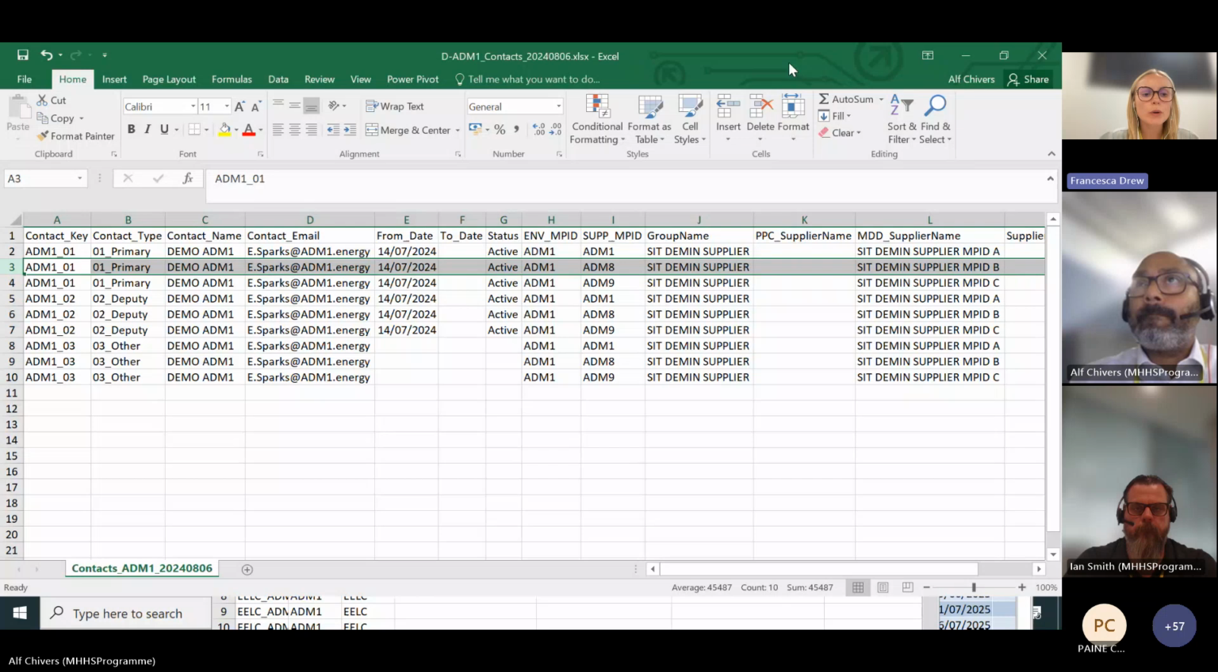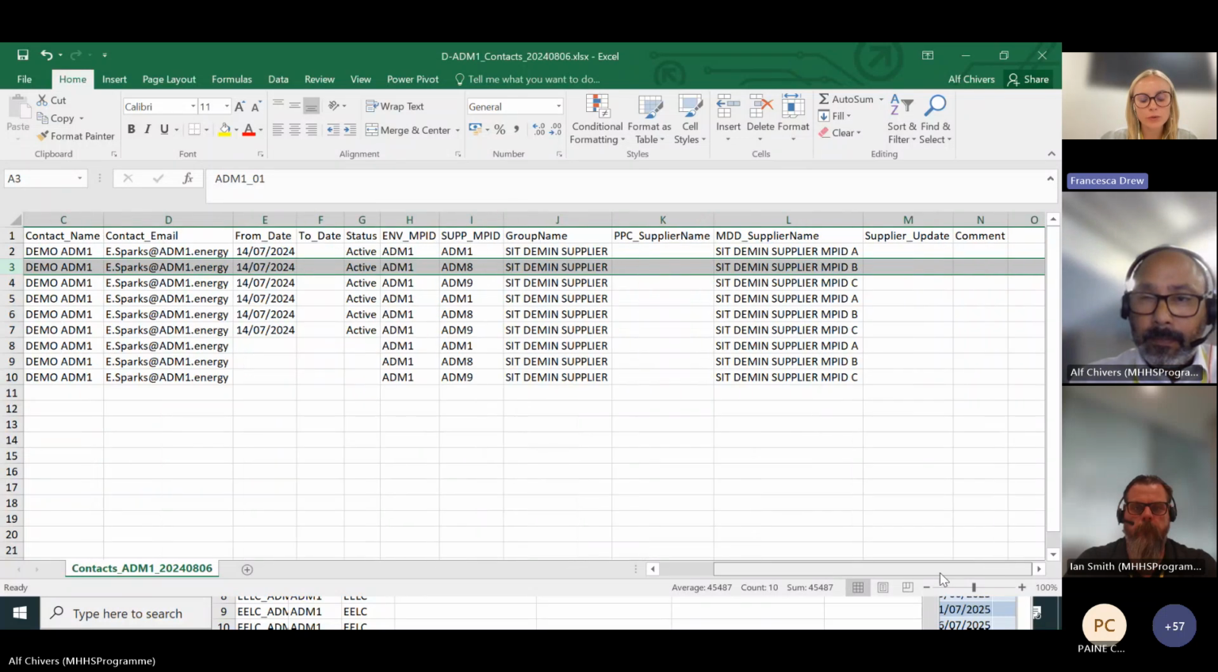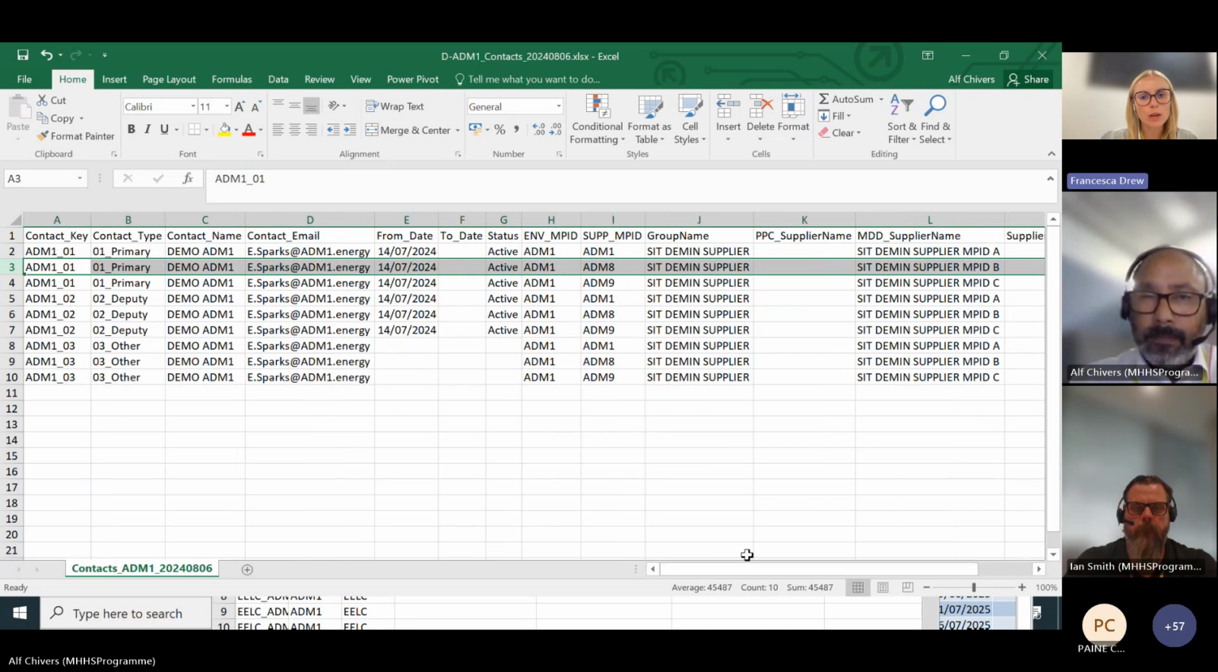Is it also worth flagging that the team sent out all of the information to all suppliers that had provided both primary and deputy contacts to the PPC team. If you haven't received those, that will be because you haven't provided those contact details. We would urge anyone who hasn't provided those details to provide them to us as soon as possible so we can get the information sent out to you. Yes, of course. Thanks, Fran. I think that's the content from my side for now.